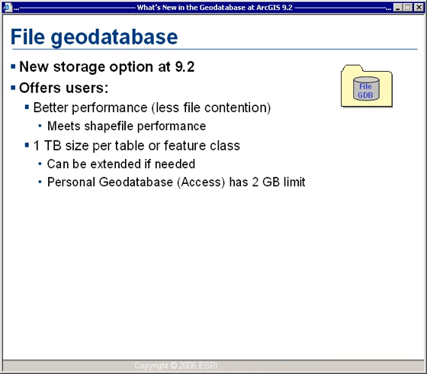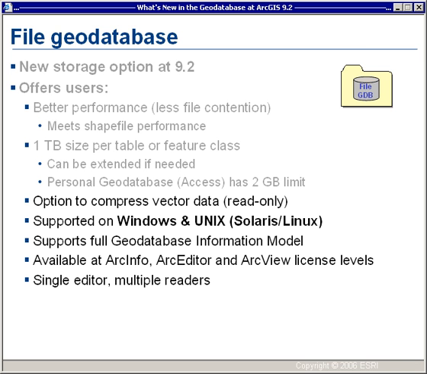The File Geodatabase is new at 9.2 and provides a very high-performing file storage option for the geodatabase. This storage model offers users the ability to virtually store unlimited amounts of data. Additionally, the File Geodatabase has options to compress the vector data and is supported on Windows and Unix platforms. The full geodatabase model is supported, and it can be created with the ArcView, ArcEditor, and ArcInfo licenses.